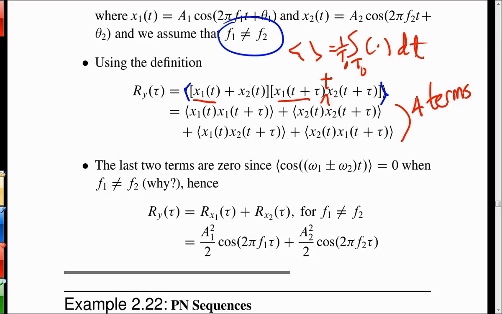The first and last terms are special. Actually not first and last the way I wrote it down here. These 2 terms are special. x1 times x1 delayed is just the autocorrelation on x1 by definition. The second one is just the autocorrelation on x2 by definition. The last 2 terms, though, are something that we really haven't dealt with.